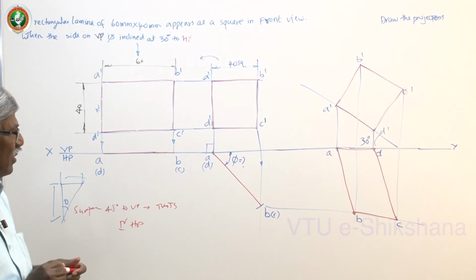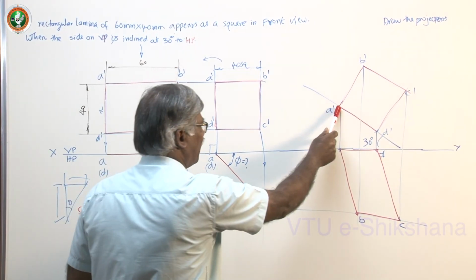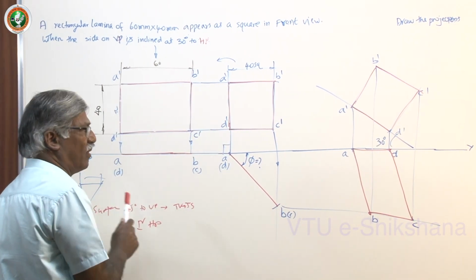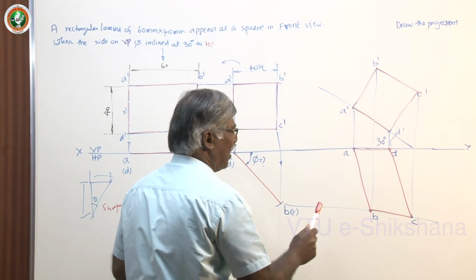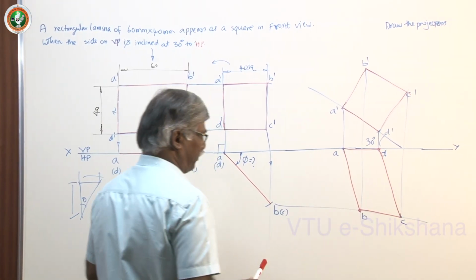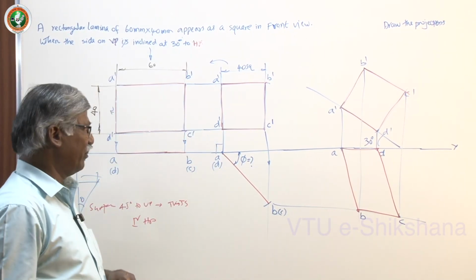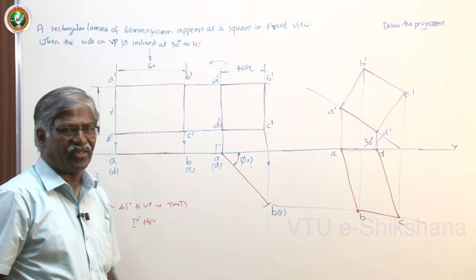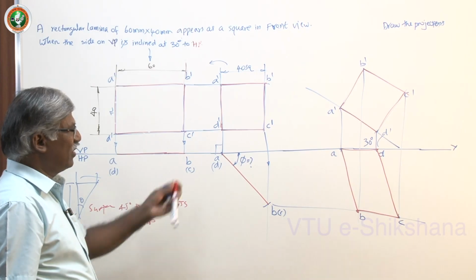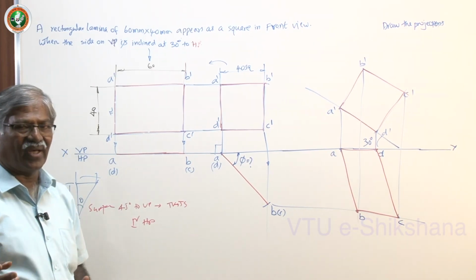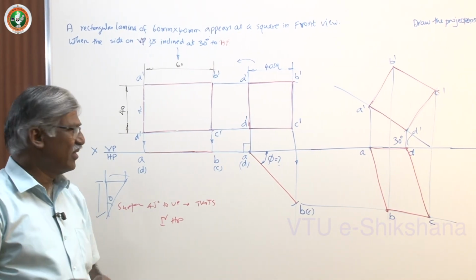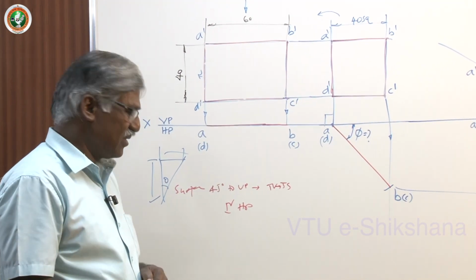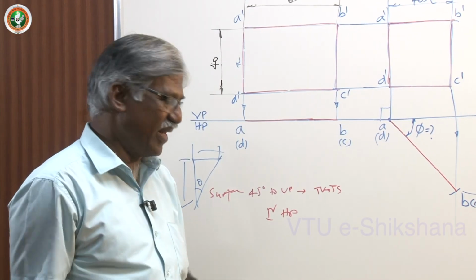So I will repeat: the side on VP is inclined at 30 degrees to HP. So whatever you do here is for HP, and the line is on VP. The shorter edge is on VP. The lamina is inclined at some degree to HP. You have to measure and say how much. This will work on the computer, and see how much it is here. Manually you can measure, and you may get a 1 or 2 degree difference. That's all. Sometimes you may get it exact.